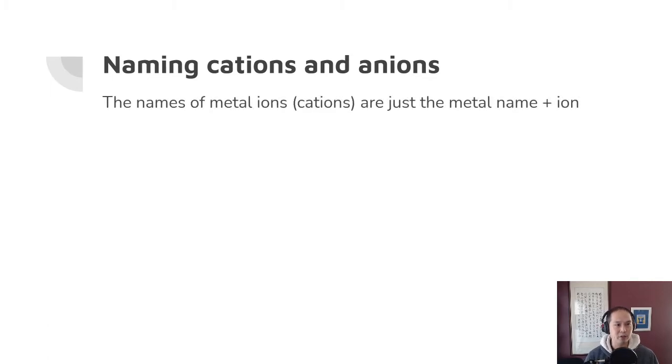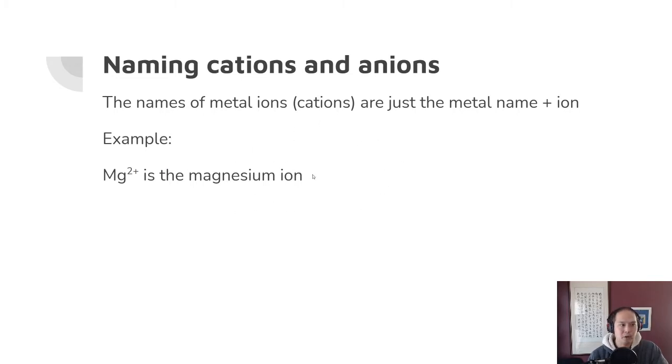So the names of the metal ions, which are cations, are very simple. You just take the metal name and then you add the word ion after that. Quick example, Mg2+. Mg is magnesium, so we just call it the magnesium ion. That's all you do for the metal ions.